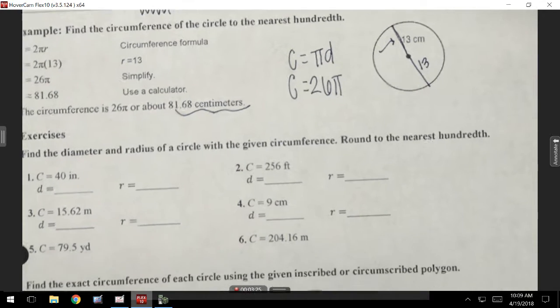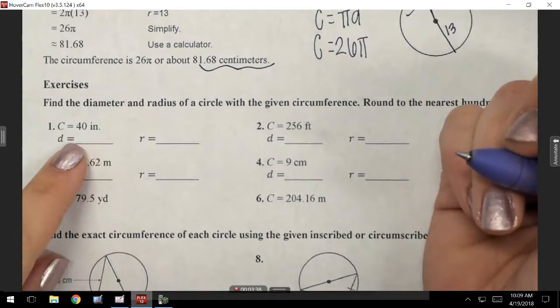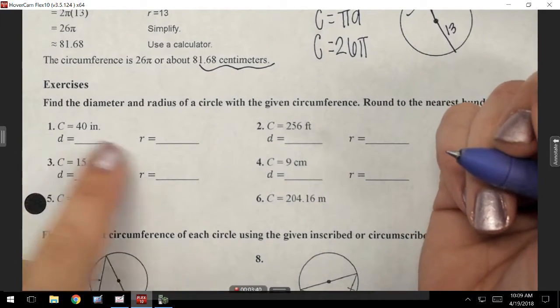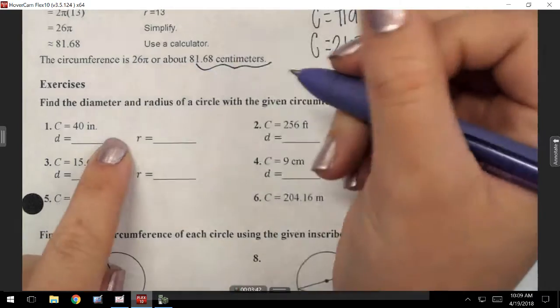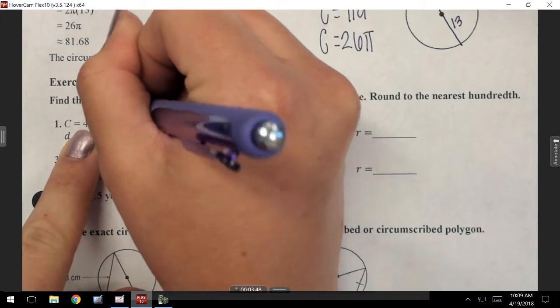Okay, so let's look at the next exercise. We want to find the diameter and the radius of the circle with the given circumference. Round to the nearest hundredth. So they've given you your circumference. You want to find the diameter and then the radius. So here it's actually not that bad. So the formula is pi d, right? C equals pi d?